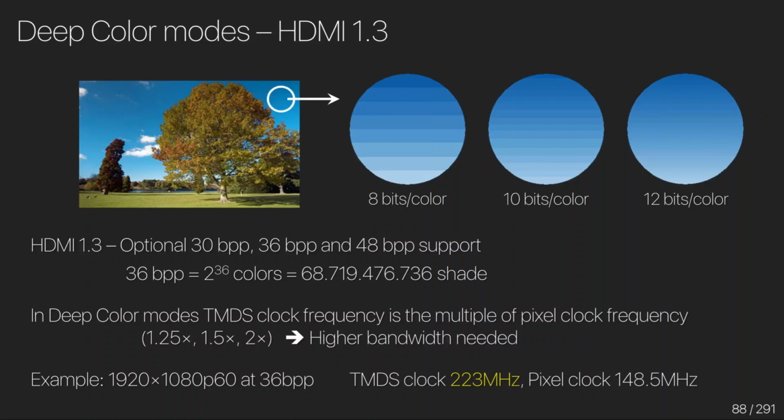However, by increasing the bits per pixel, now our TMDS clock frequency comes out of sync with our pixel clock frequency. So previously with 1920 by 1080, we had a pixel clock of 148.5 megahertz, and with 8-bit color, the TMDS clock would be the same thing. But now with more bit depth, the TMDS clock has increased to 223 megahertz.